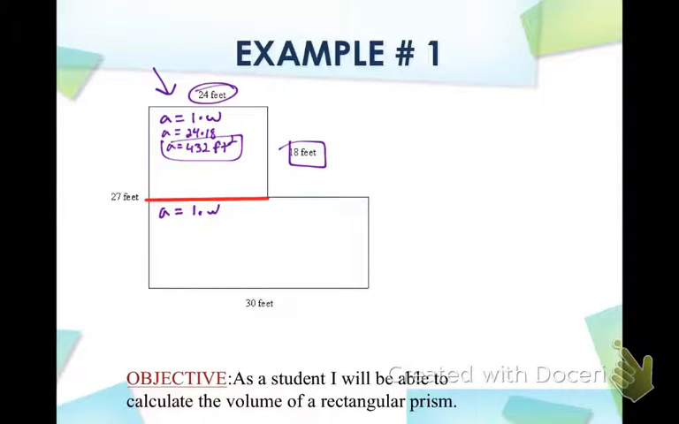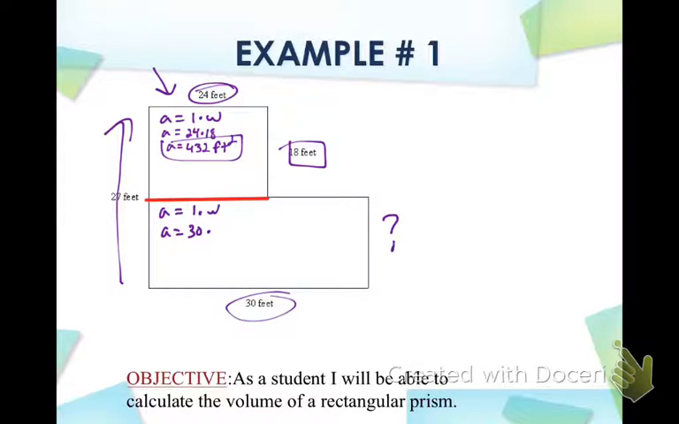Now we need to do the same thing for the bottom. Here's the deal. We do know that the length is 30 feet, so we can go ahead and put that in. But what we don't know is the width, because the width is not 27. That's the whole thing, so that's not good. What we have to do is find out what this side is right here, and right now it's unknown. So how do we find it?